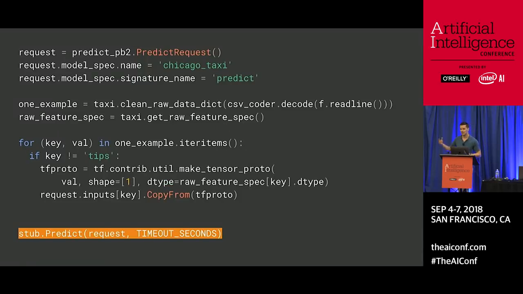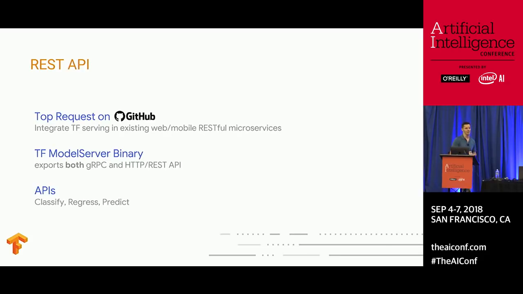And this is a code snippet, again, from our Chicago taxi example of how you put together a request and make, in this case, a gRPC call to that server. Now, not everyone is using gRPC for whatever reason. So we built a REST API. There was the top request on GitHub for a while.